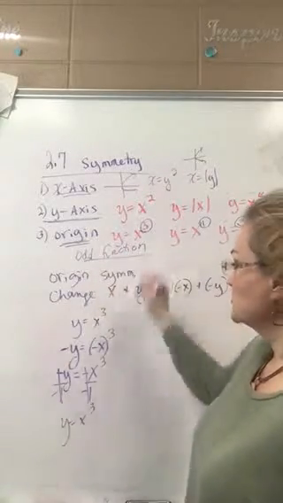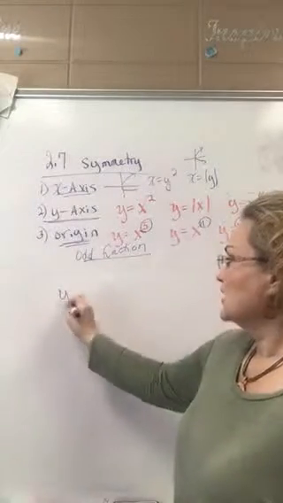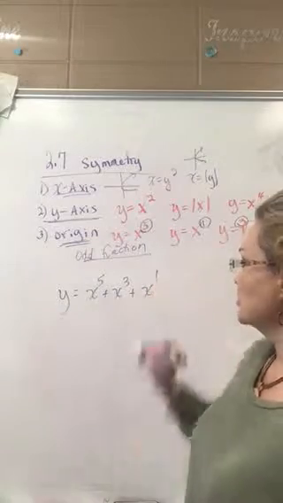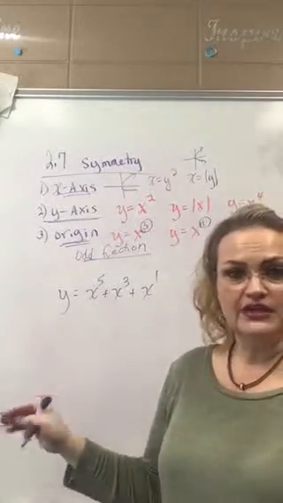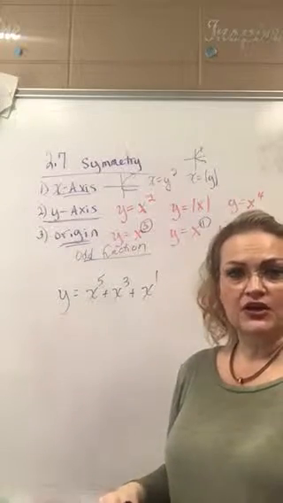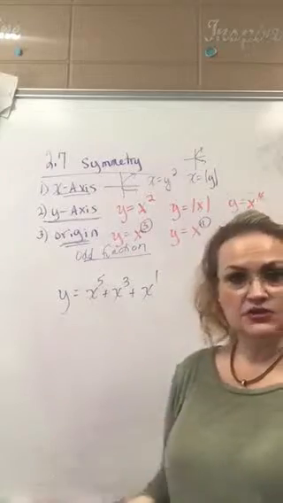And you'll be able to see, even if it's an equation you're not familiar with, like y equals x to the fifth plus x to the third plus x to the first, all odd exponents, is going to be an odd function. This thing is going to have symmetry with the origin. If you change the y to a negative and all the x's to negative, it's going to be symmetric.